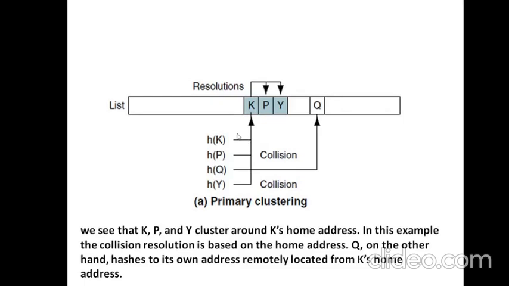Here the same example is depicted. So what we see here is the list in which we want to store various keys. First we try to store the key k, and for that we apply the hash function. That hash function generates an address, and we first have to check whether that address is currently occupied or free. At this point of time that address is free, so k can be successfully stored there.